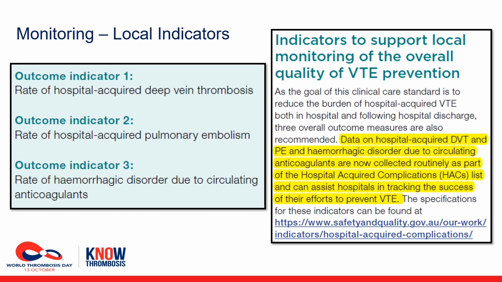And through coded data, and certainly in regards to VTE, some of the outcome indicators are rates of hospital-acquired DVT, rates of hospital-acquired PE, and rates of bleeding due to circulating anticoagulants. So monitoring these three things will give your facility some idea of how you're going in regards to the appropriateness of your prophylaxis.